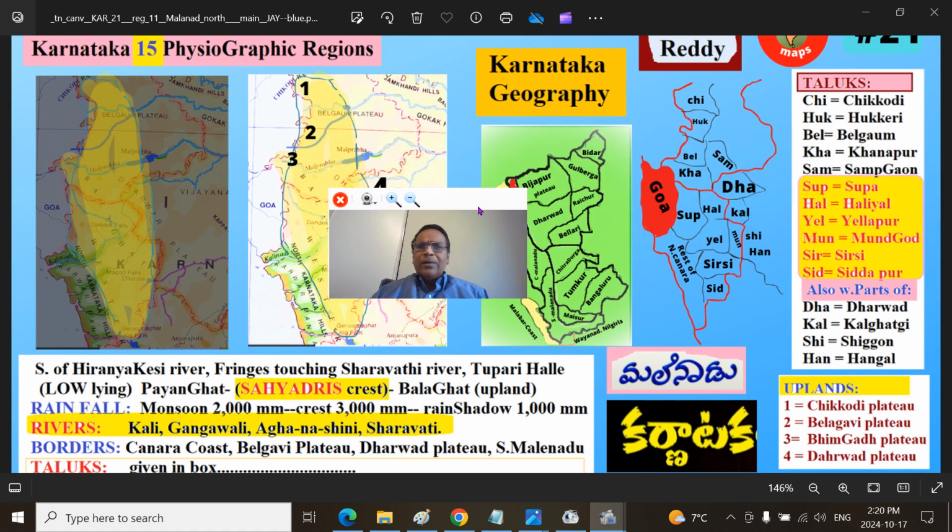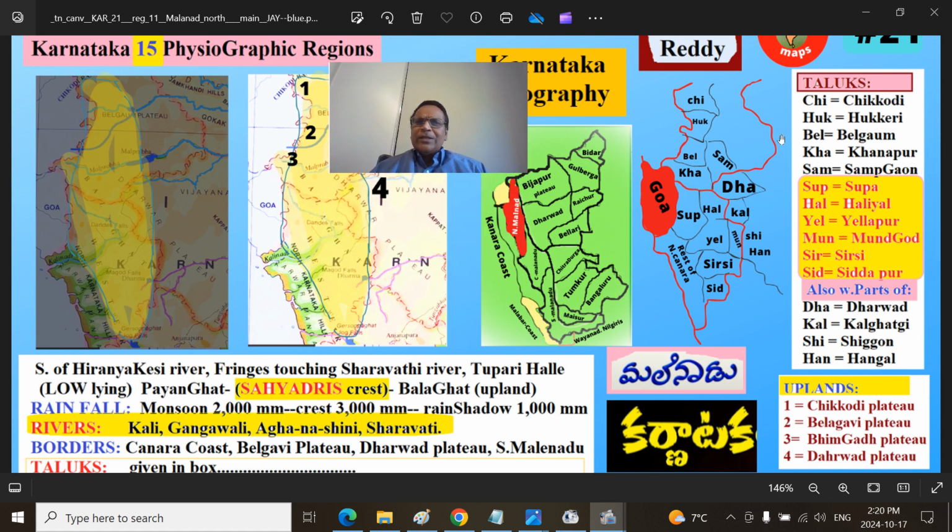What are the taluks? Most of the western part of the Belgavi district, that is Chikodi, Hukeri, Belgavi, Khanapur, and Sampgaon, are here. The eastern part of Belgavi district mostly comes into the Bijapur Plateau, with certain parts bordering the Dharwad Plateau. And the North Kannada district, that is Uttar Kannada district, its western part is the Karavali Kannada region.